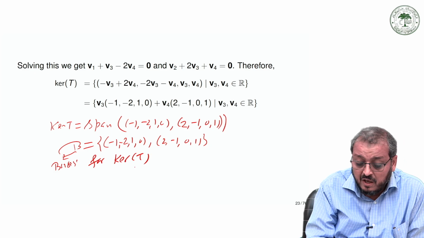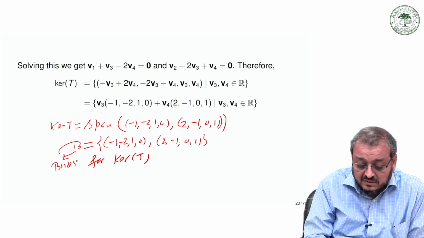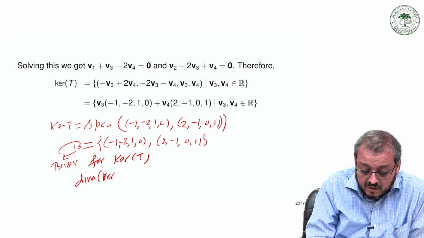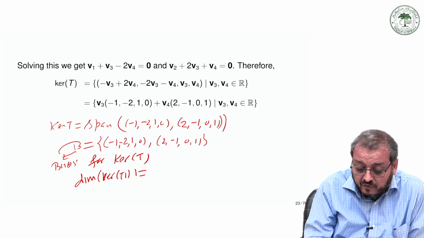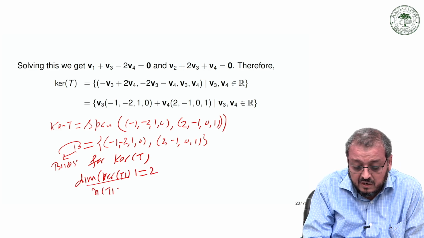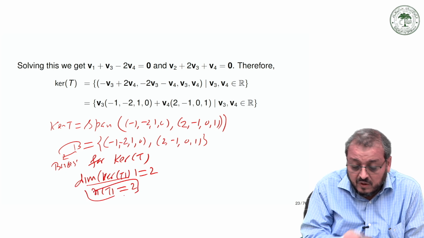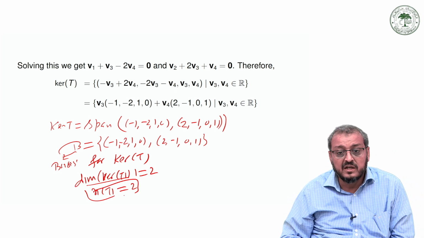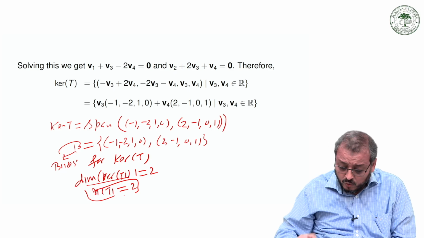The basis there has 2 elements, and we can say that the dimension of the kernel of T is equal to 2, and that is the nullity of T, nullity is equal to 2. So in this case, we calculate the nullity, which clearly is equal to 2.